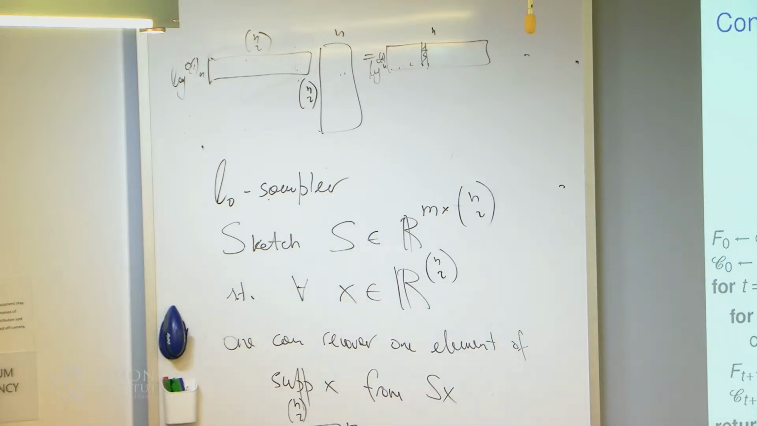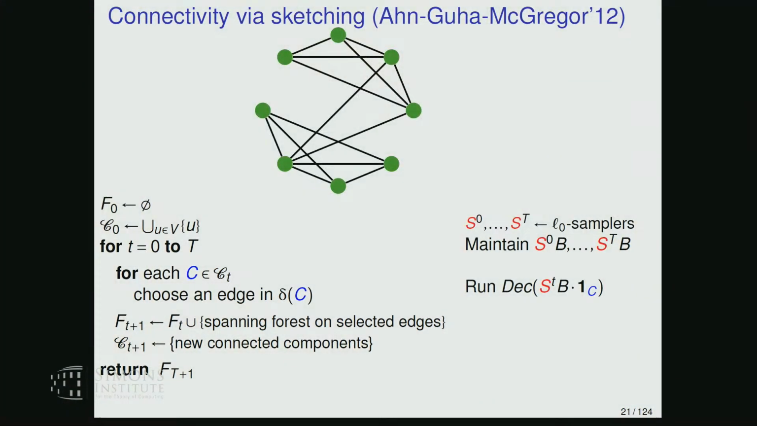Great. So then, once in the algorithm, we need to select an edge going across a cut C. What do we do? We simply run the decoder of the L0 sampler on S_T times B times the indicator of C. Now this might look very simple, but this is where the magic is happening in fact. The apparent challenge here is that we do not really know which cuts will occur in the decoding process before we see the graph. Nevertheless, we were able to pre-compute a sketch from which we can decode the edge that crosses the cut.